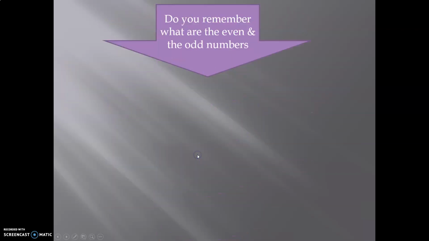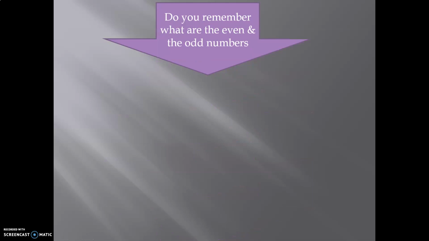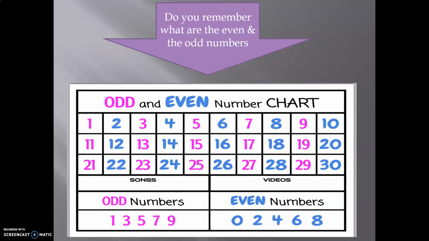Let's move on. Do you remember what the even and the odd numbers are? I think all of you remember 0, 2, 4, 6, and 8 are even. And the others are odd. Let's see our chart here. 0 even, 1 odd, 2 even, 3 odd, 4 even, 5 odd, 6 even, 7 odd, 8 even, 9 odd. If you find any number, just take a look at the ones digit. If the ones digit contains any number of this group, it means it is an odd number.